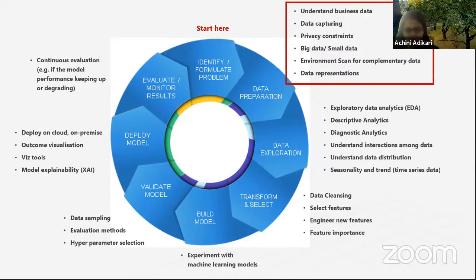Likewise, we need to identify what are our data sources, and we need to acquire those data. And there's big data, small data, and we need to think about the privacy constraints as well if we are using data. So environment scan for complementary data is what I meant from weather data. So complementary data sets that can be used to improve our predictions.